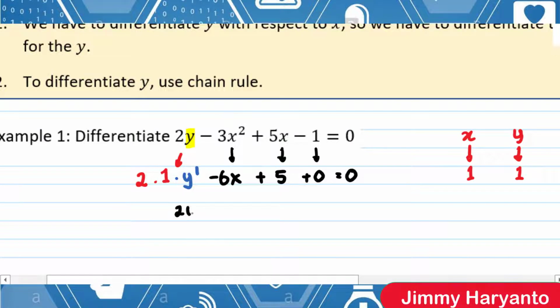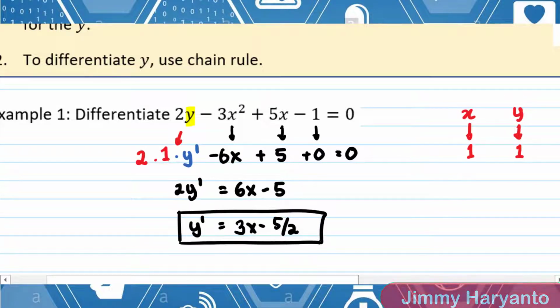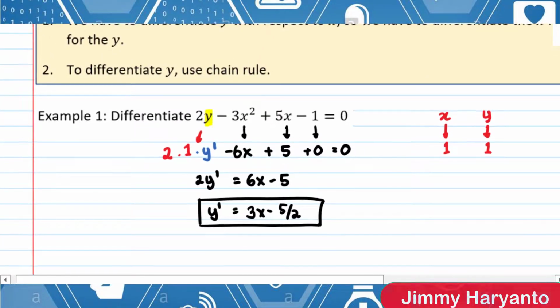Kemudian kita bisa tulis lagi 2y accent equals to, let's move the 6x to the right side and also the plus 5 to the right side like this. So overall you will get y accent equals to 3x minus 5 over 2. So this is the first differentiation of implicit function. You can change it into y accent or maybe you can leave it like that.